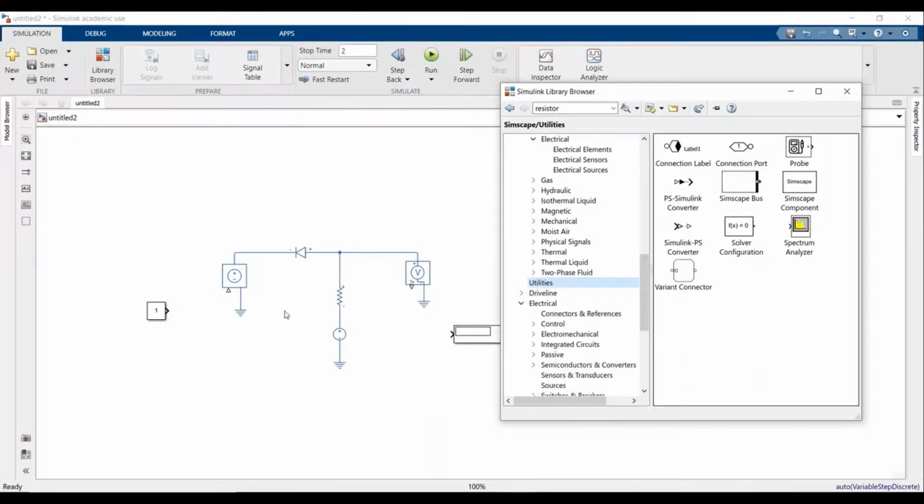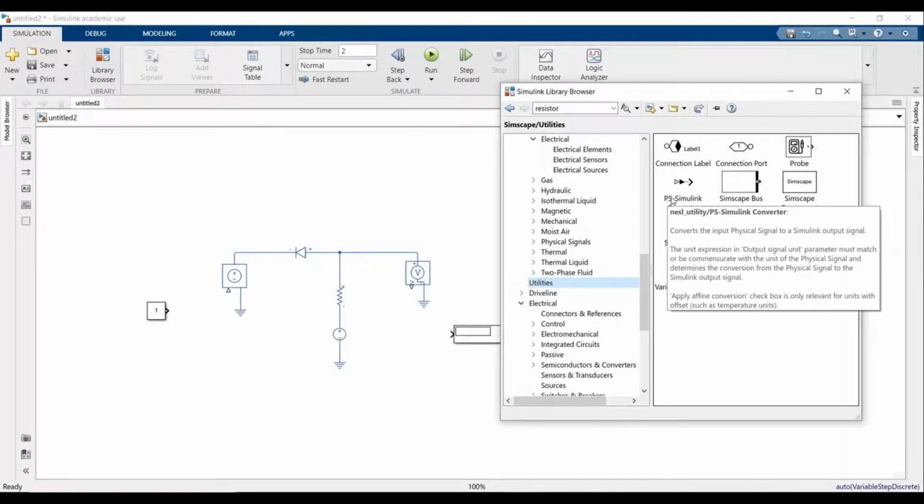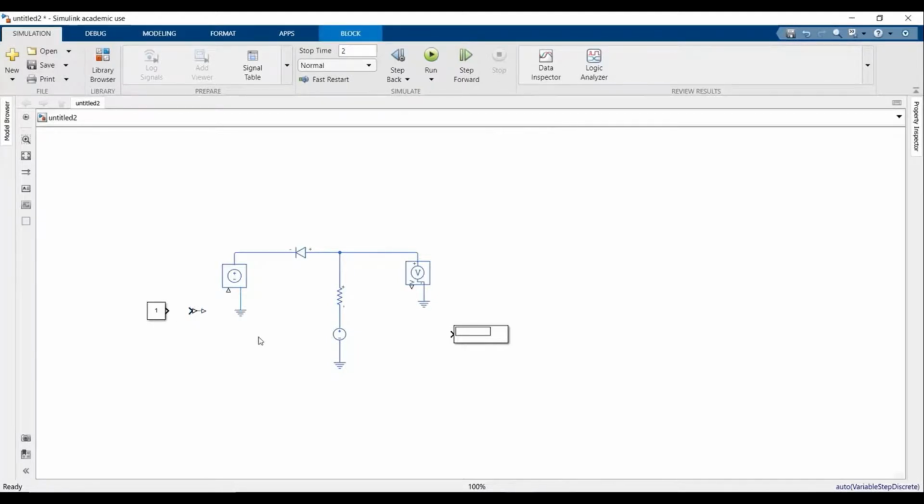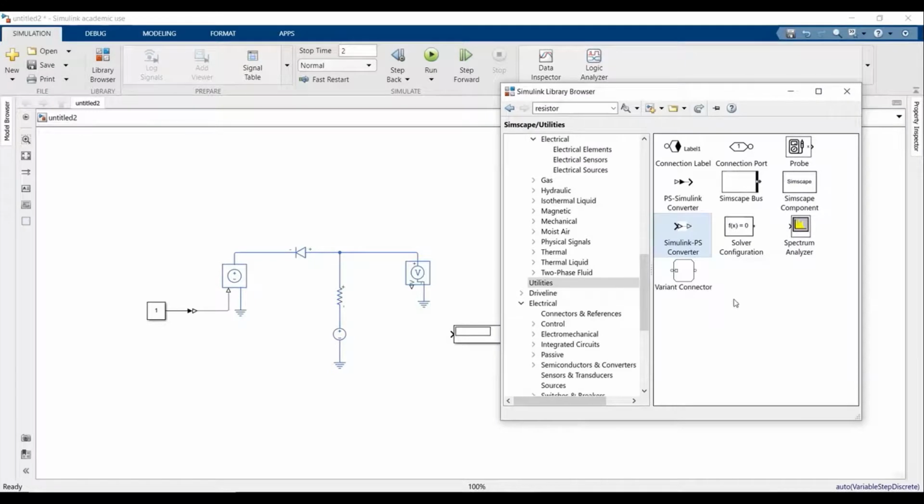The components inside Simscape are called physical signals, which in short is PS. In order to connect my Simulink to my Simscape, I'll need a Simulink to PS converter. I can connect to one end of my converter, and the other end I can connect to my Simscape component. Similarly here, we want the other way around, from physical signals to Simulink.